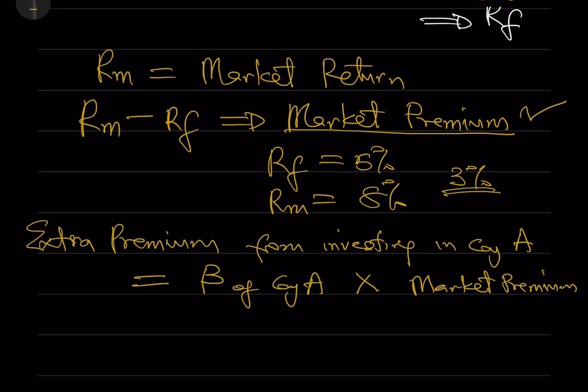So beta of company A multiplied by market premium. You can see that company A will have a beta, which I'm going to explain, and company A will have an extra premium of beta multiplied by the market premium, which is the extra premium the investors are asking for by investing in such a company, right?